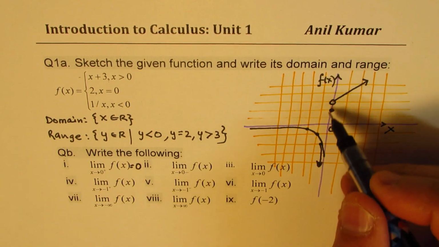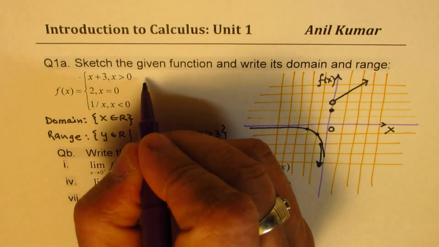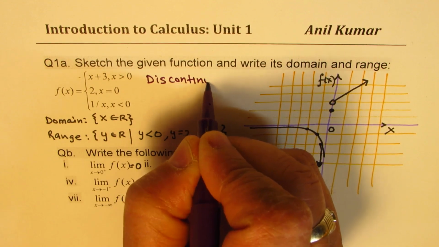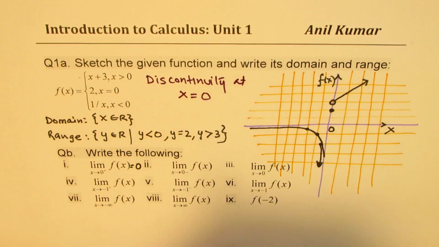Now clearly you can see here that there is a discontinuity at x equals 0. So let me list that also. So there is a discontinuity at x equals 0, correct?